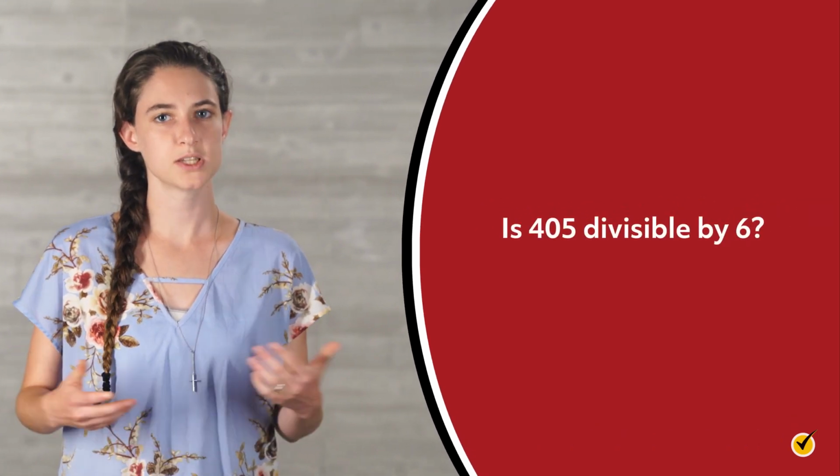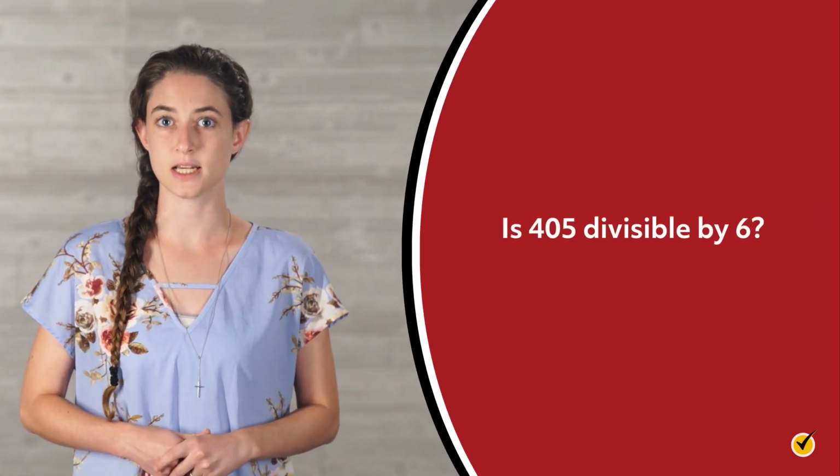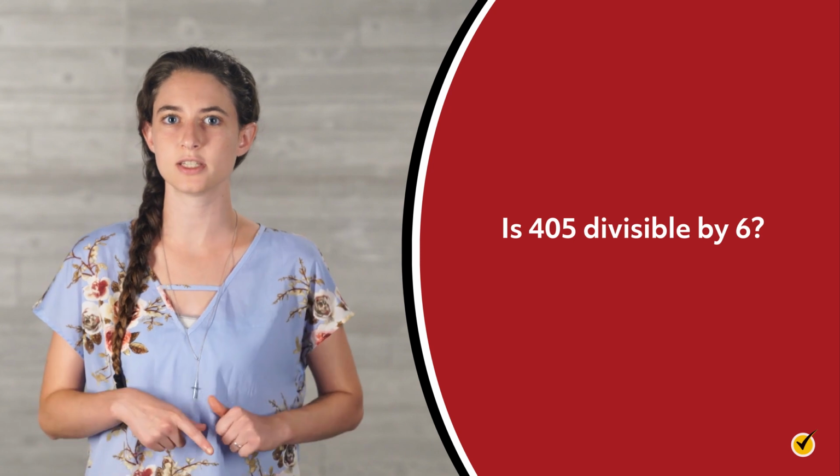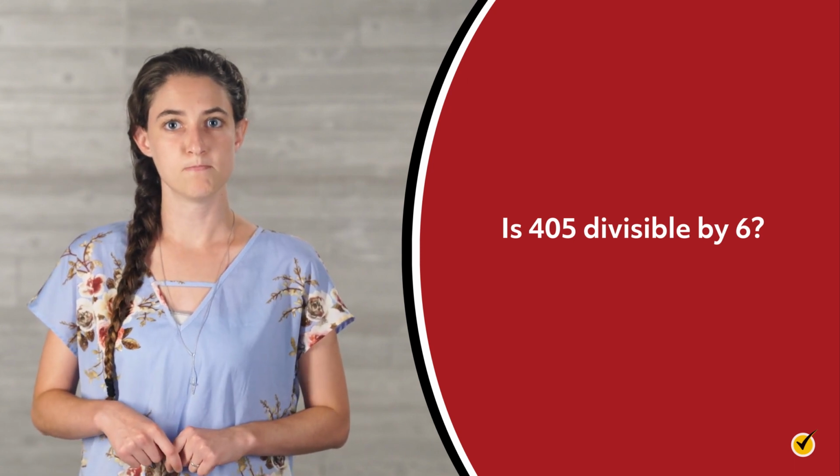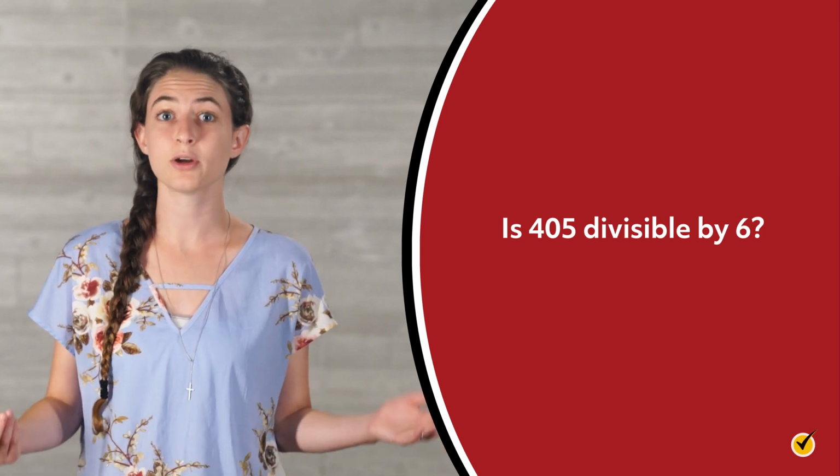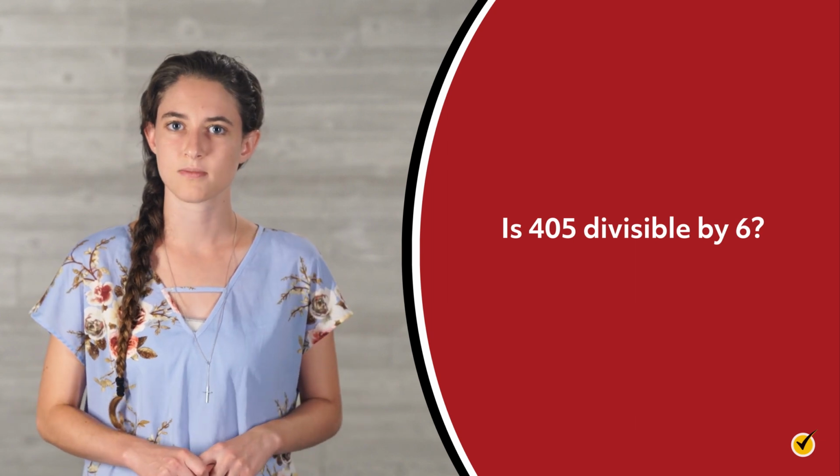Number 1, is 405 divisible by 6? To figure out if 405 is divisible by 6, it must be even and the sum of its digits must be divisible by 3. Since 405 is not an even number, it is not divisible by 6.